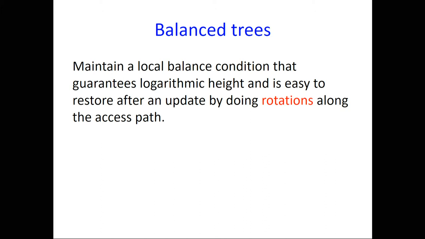In the original formulation, if you look in Knuth, there's a single rotation and a double rotation, but a double rotation is really two single rotations. So one rotation is enough to be universal. And how does that look? It looks like this.